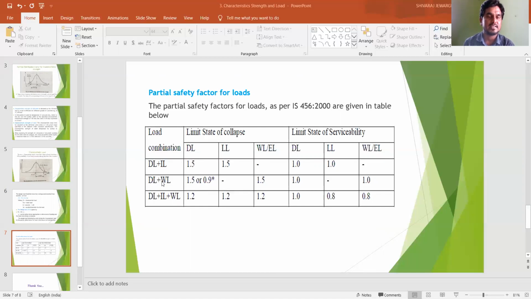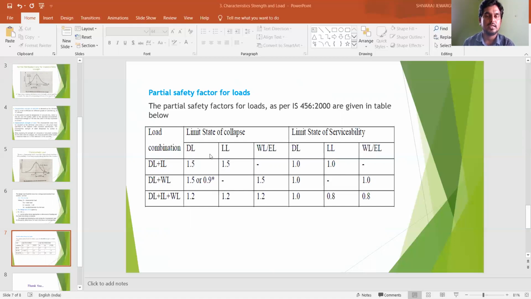Let's consider one example. If the load is considered in combination of dead load and live load, and you are doing the limit state of collapse, these are the factors of safety to be considered. If you are doing the limit state of serviceability, which means checking deflection or cracking, the partial safety factors for dead load and live load are 1 and 1. Similarly, for different load combinations, the corresponding factors of safety are considered for the calculation of the design load.